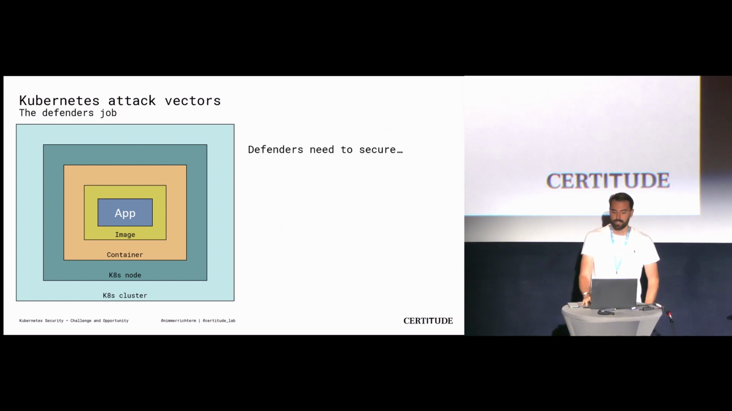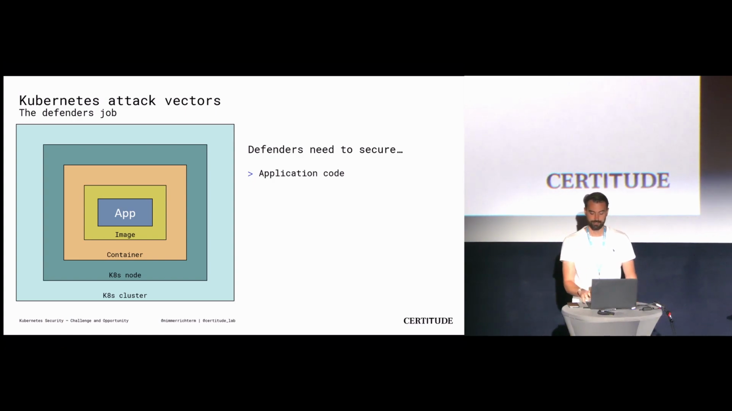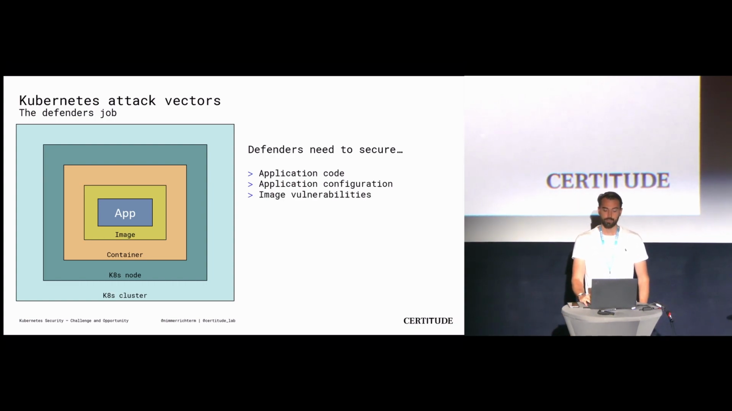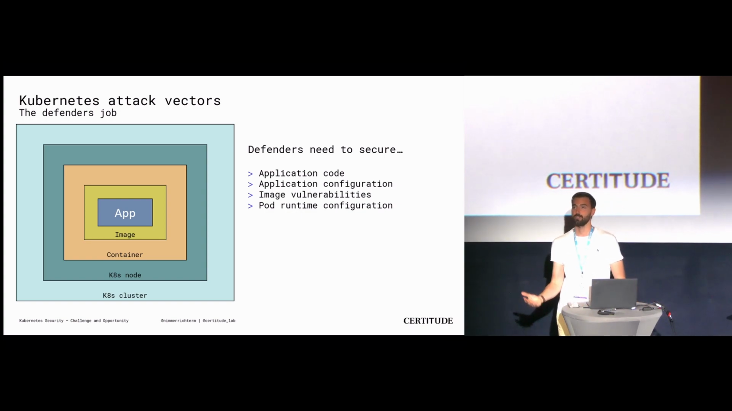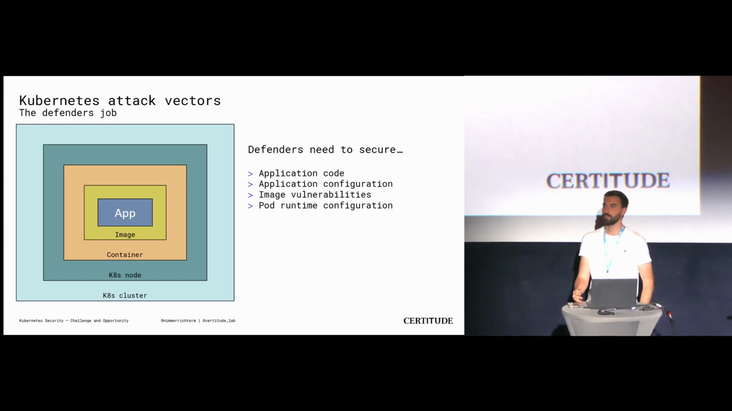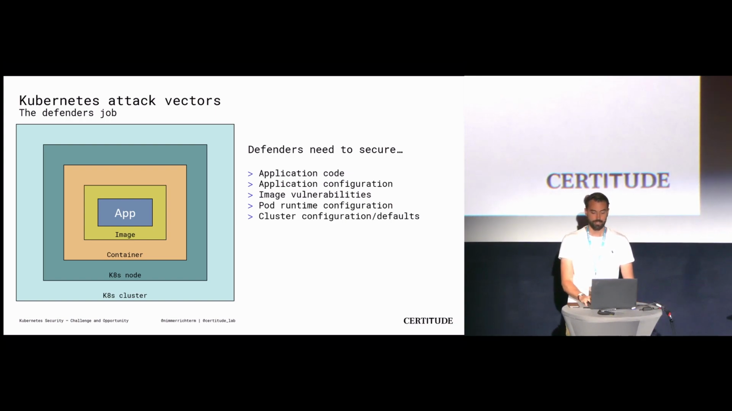So as defenders, we have a hard job. We have to secure the application code, which is hard enough already. We have to secure the configuration of the application, which is probably within the image or within the application itself. We have to deal with image vulnerabilities, harden our images, and make sure the software is up to date. We have to deal with pod runtime configuration, for example the privileges of the container, the user the container process runs under, or namespaces that might be disabled and lead to security issues. All these sorts of things.